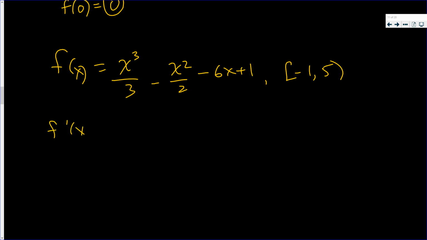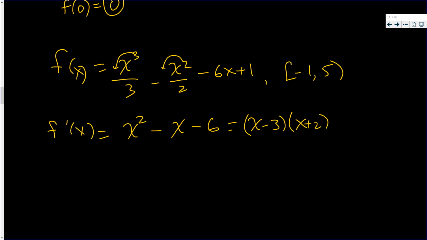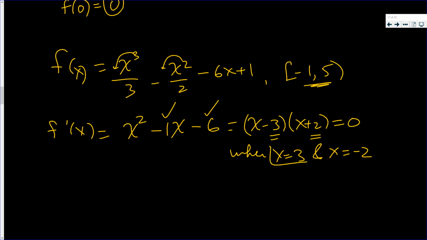Well, you compute the derivative. You bring down the 3, it'll cancel with the 3 in the bottom, leaving x squared minus. Bring down the 2, it gets killed off with the 2 in the bottom, and you get x minus 6. Well, this turns out to be x minus 3 times x plus 2. The two numbers multiply out to -6, and they add up to -1. Well, this is 0 when x is 3 and when x is -2. Well, 3 is in this interval. That's good. But -2 is not.